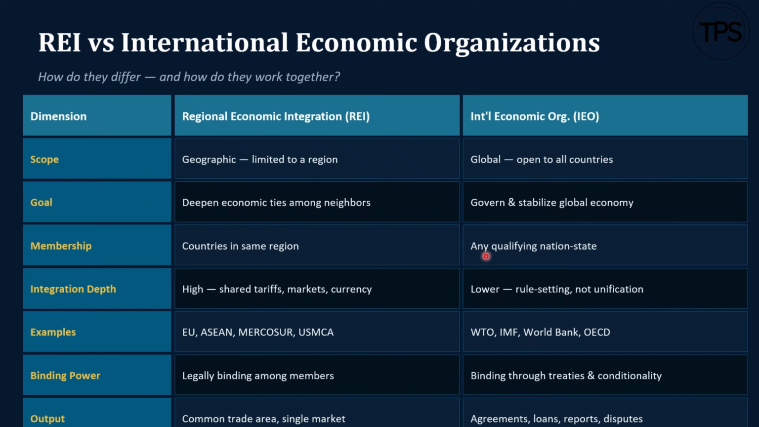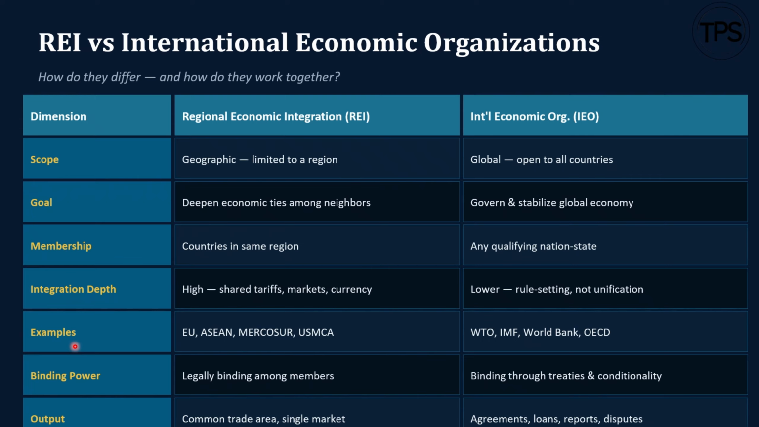And now for the IEO, any qualifying nation state can join. Integration depth: for REI, high integration depth, with shared tariff, market, and currency. For IEO, it is lower; rules and settings are common, not unifications.